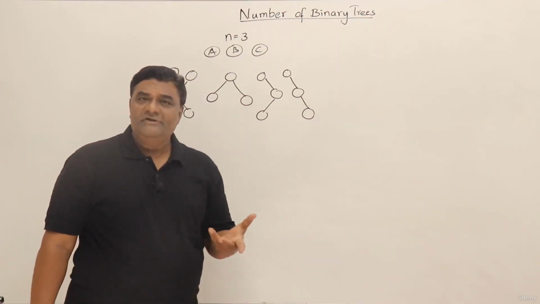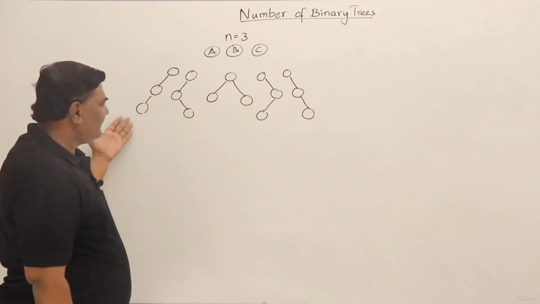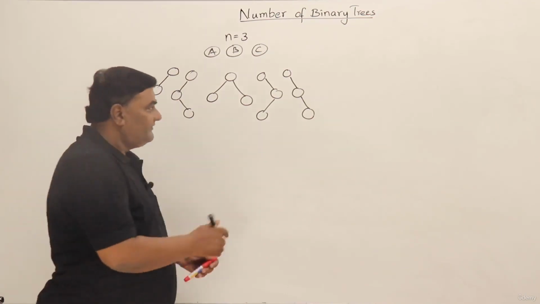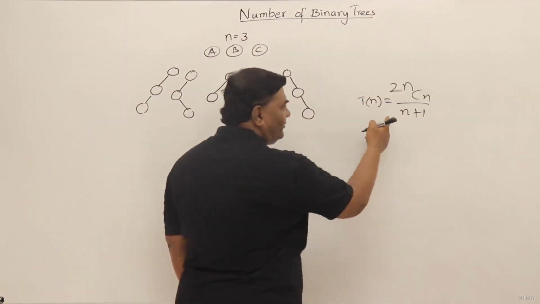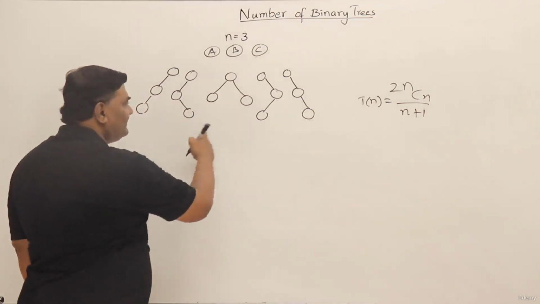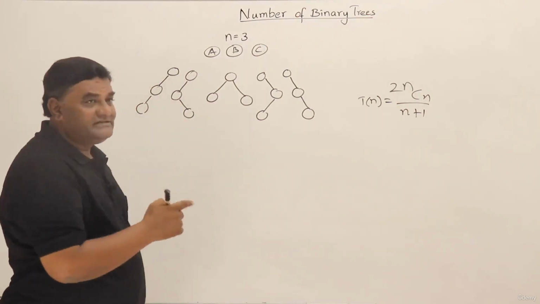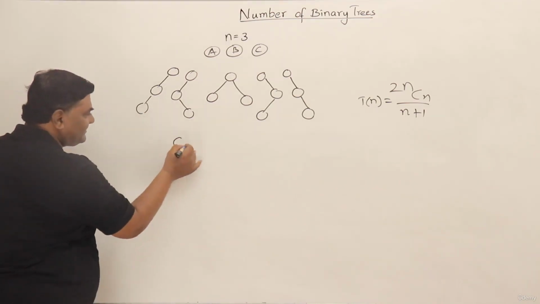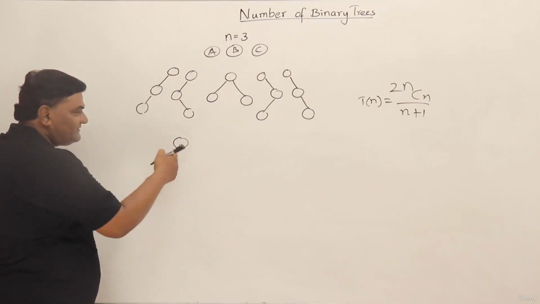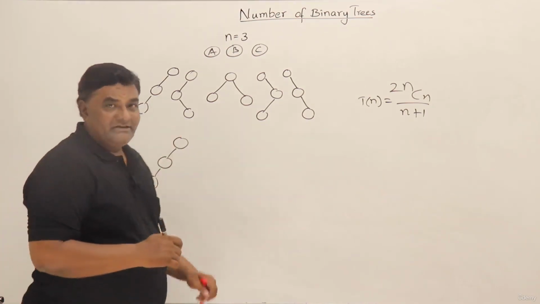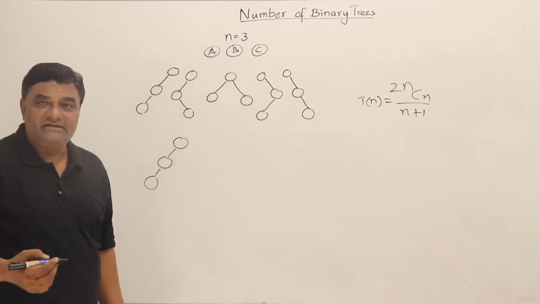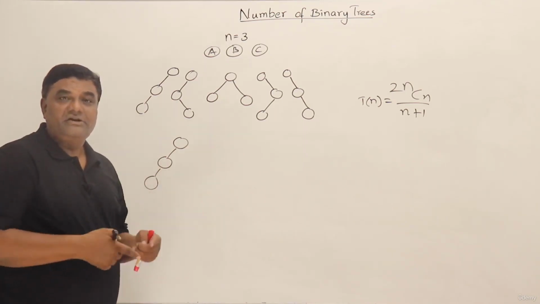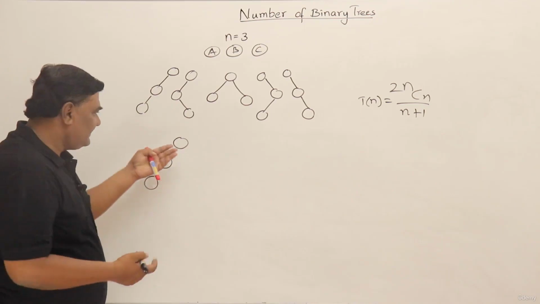Without labels, we already know the answer. Without labels, there are 5, and the formula is 2n Cn by n plus 1. We already know the formula, and for 3 nodes, the answer is 5. But now these are labeled. So if I pick up just one tree, this tree is unlabeled. If I try to label it, in how many ways can I label it? 3 labels can be filled in how many ways? 3 factorial ways.